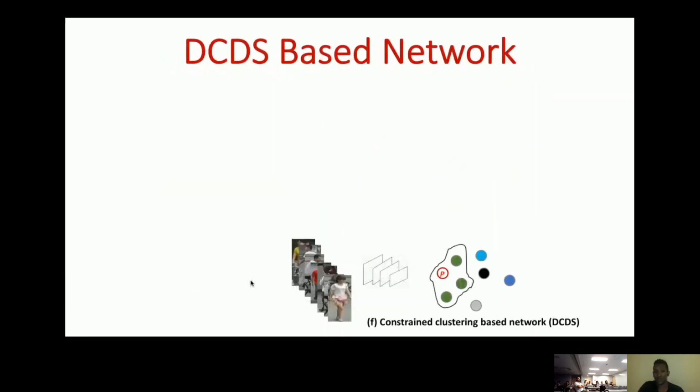To tackle this, we proposed a constraint clustering based network. In this case, we optimize constraint clustering in between the learning, where the constraint here is that the query image and the positive images to the query image are considered as the members of the constraint cluster.